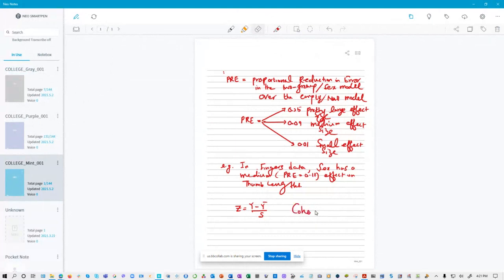Coherence D is nothing but y bar female minus y bar male over s. This one, if you want for the male, that's for the male. If you want for the female, then y female minus y bar female over s female. This one is male.